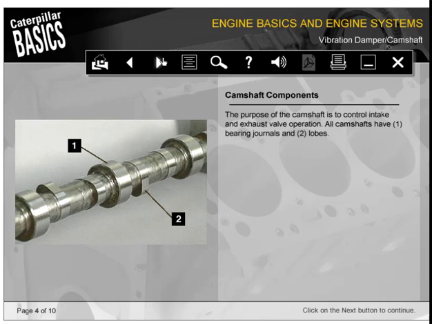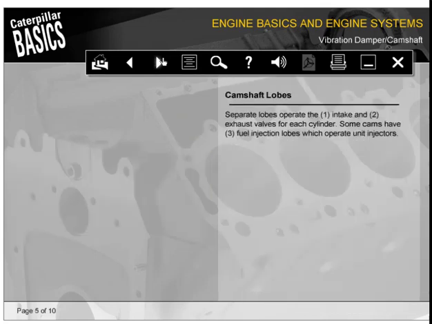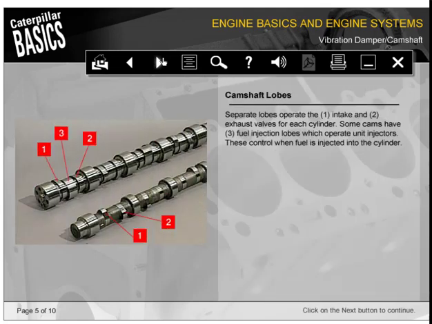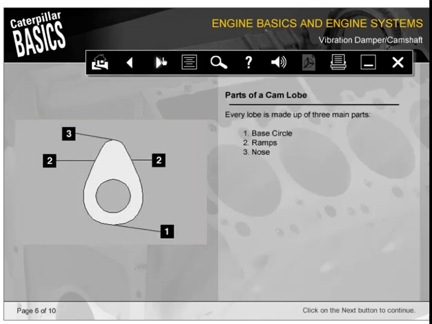All camshafts have bearing journals, shown as number 1, and lobes, number 2. Separate lobes operate the intake and exhaust valves for each cylinder. Some cams have fuel injection lobes, shown here as number 3, which operate unit injectors. These control when fuel is injected into the cylinder. Every lobe is made up of 3 main parts. 1, the base circle, 2, the ramps, and 3, the nose.